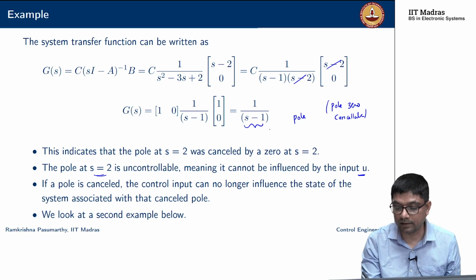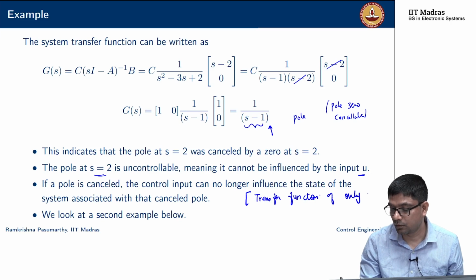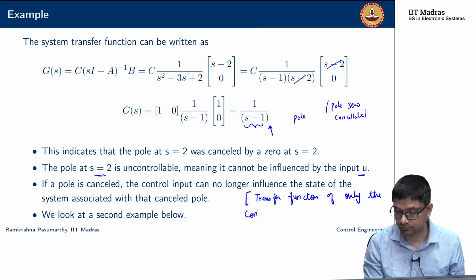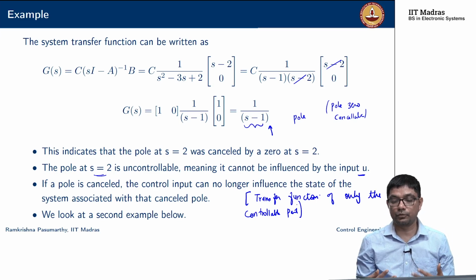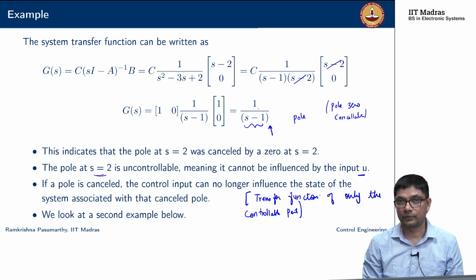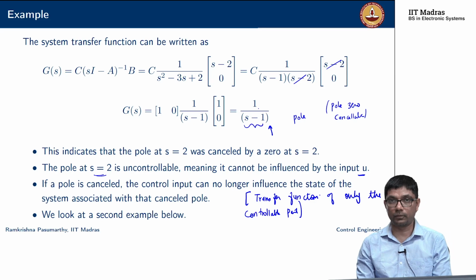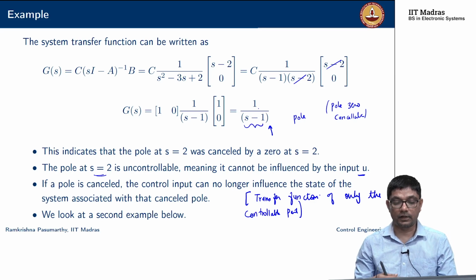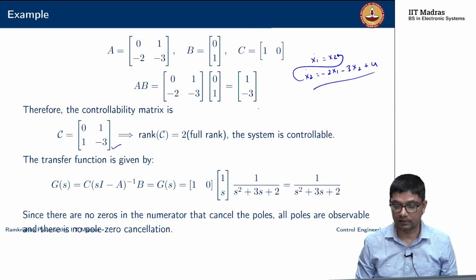And therefore, whenever I derive the transfer function, this will be the transfer function of only the controllable part. I don't really get to see whether there is any uncontrollable part in the system. What comes to me is just 1 over s minus 1. So the transfer function of a system is only the transfer function of the controllable part. We will do a little more formal derivation of this, but for now we can see loss of controllability means some kind of pole zero cancellation.